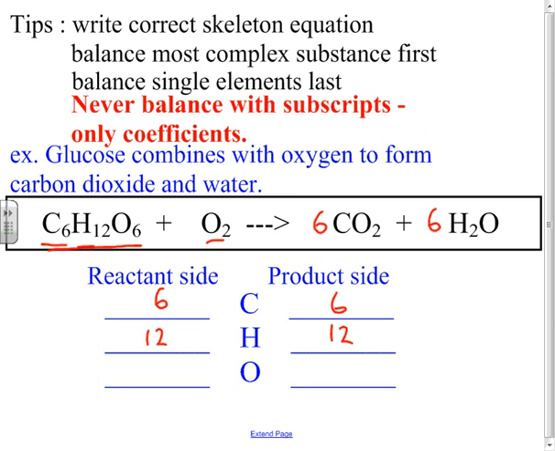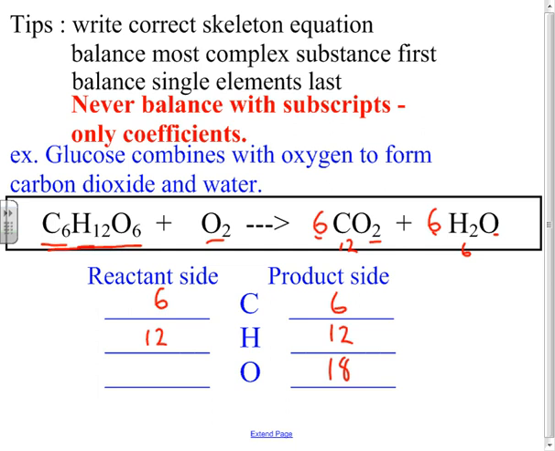And now I've got 18 oxygen atoms on the product side. 6 times 2 is going to give me 12 there. 6 times 1 is going to give me 6 more there. So it adds up to 18.